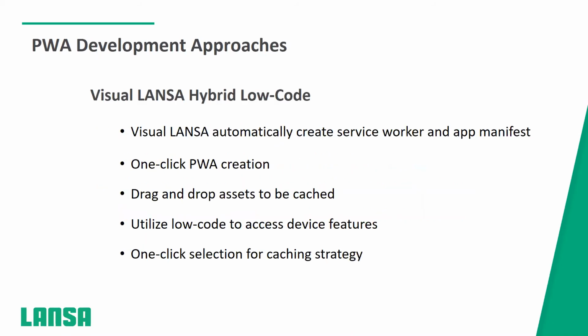Now, when you look at our Visual LANSA hybrid low-code, with Visual LANSA we will automatically create the service worker and app manifest for you. It is a one-click PWA creation. You simply develop your web app and you select a dropdown and you select app manifest and service worker, and your web app is now a progressive web app. And then on top of that, you're going to be able to drag and drop your cached assets. So you simply take it from our repository, drop it over on the assets to be cached, and now you have cached your assets for your progressive web app as well.